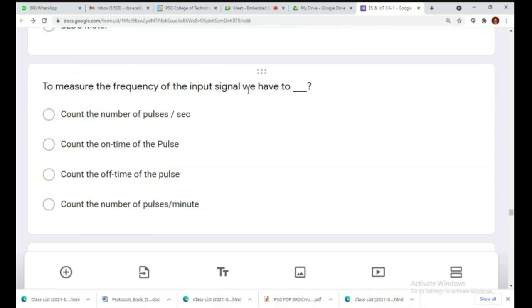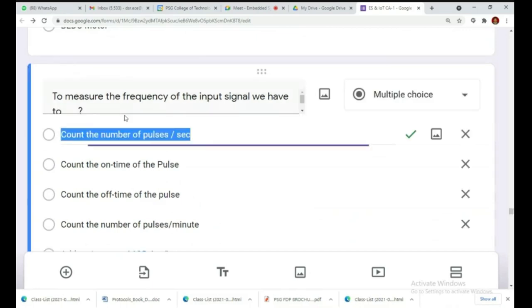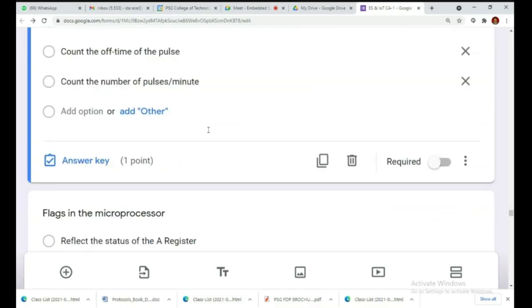To measure the frequency of the input signal, we have to count the number of pulses per second. Obviously, to measure the frequency, the number of pulses per second is the frequency. The right answer is to count the number of pulses per second.